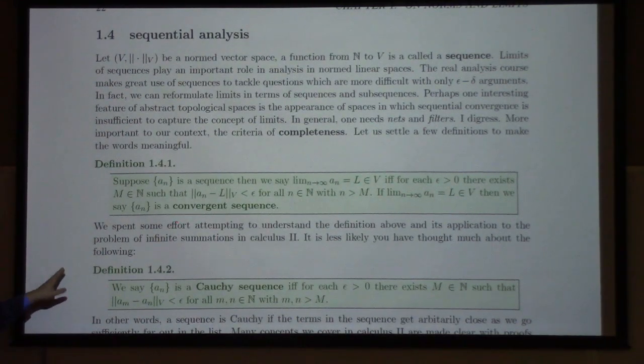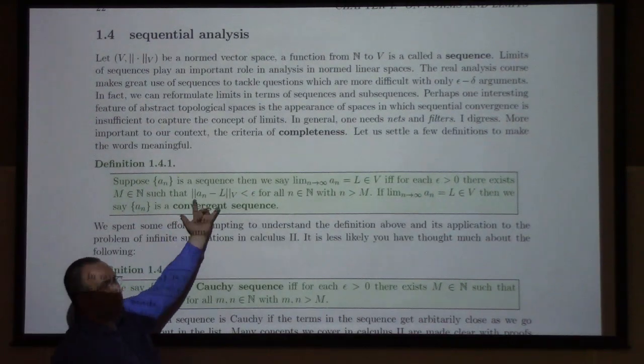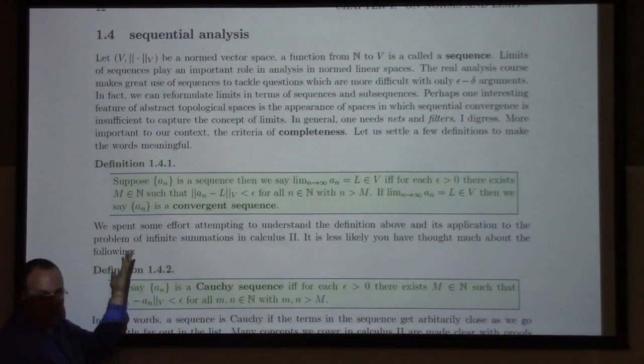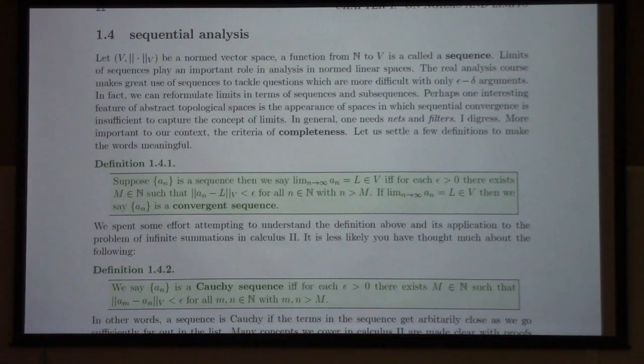In that case, we say it's a convergent sequence. That's, again, the same definition I gave in Calculus 2 if you took it with me, except instead of having absolute value, we do what? Norm, right? But otherwise, same definition.